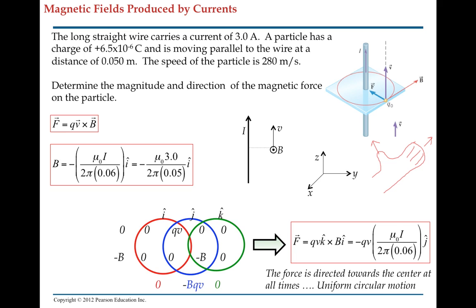Uniform because the velocity is constant, and if the velocity is constant, that means the acceleration is uniform, and that's what they call uniform circular motion. That means the speed is constant. That's all it means. The tangential speed is constant.